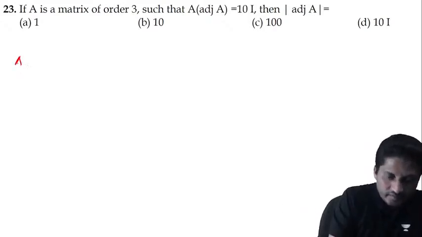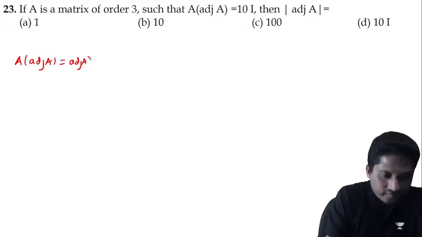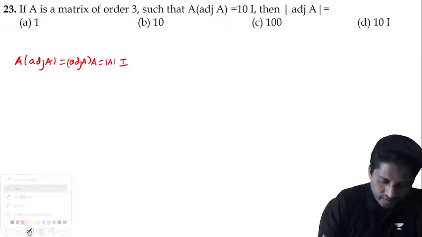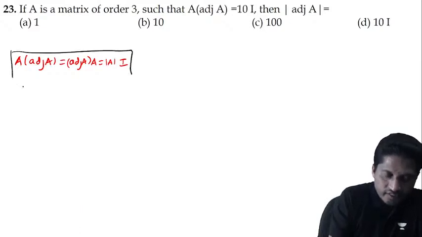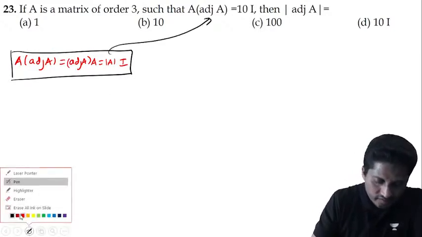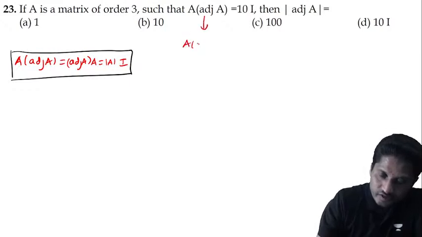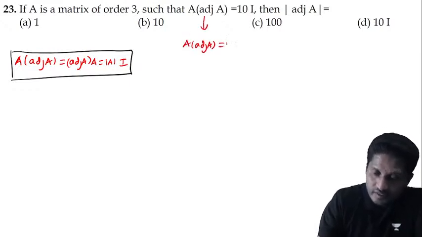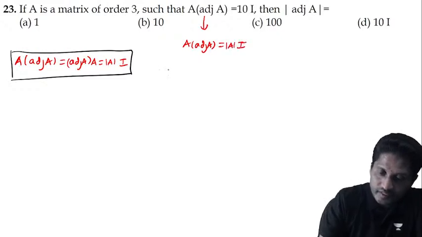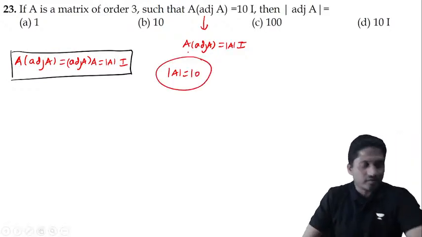This you've done in boards only, that A into adjoint A is equal to adjoint of A into A, which is equal to determinant of A into I. Okay, this is a very standard result. If I compare this and this, A into adjoint A is determinant A into I, right? So if I compare, determinant A should be equal to 10.